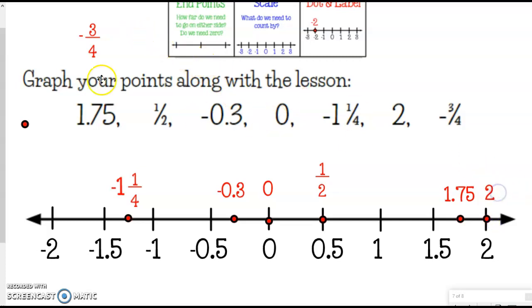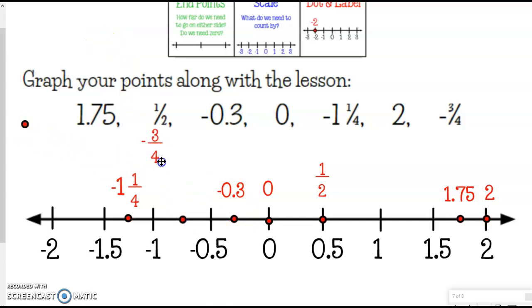And our last one, negative 3/4. So again, negative means that we're going to the left. And negative 3/4, well, negative 1/4 would be the same as negative 0.25, which would be right here. So I know it must be in the same spot, but just farther, right? I'm at 3/4, not 1/4. So I'm going to go right in between negative 1/2 and negative 1.